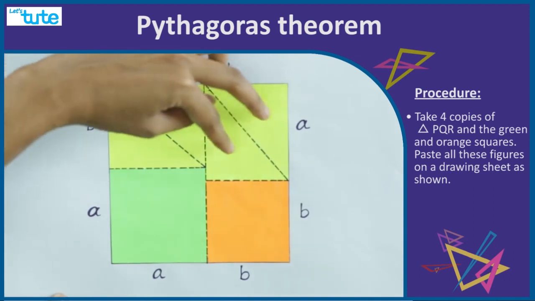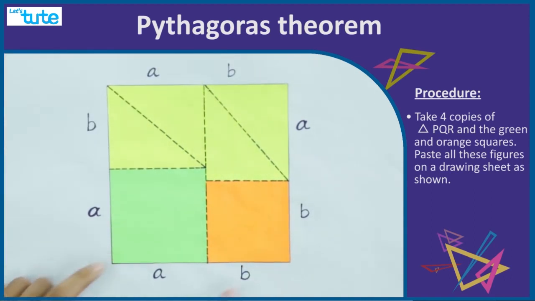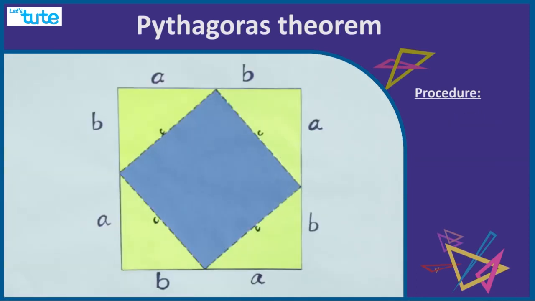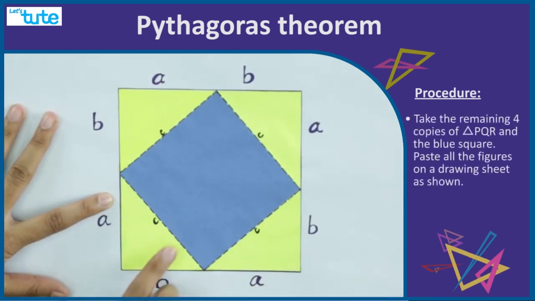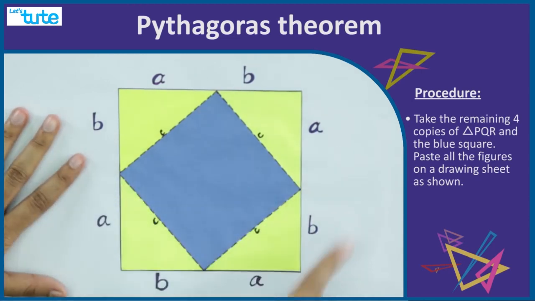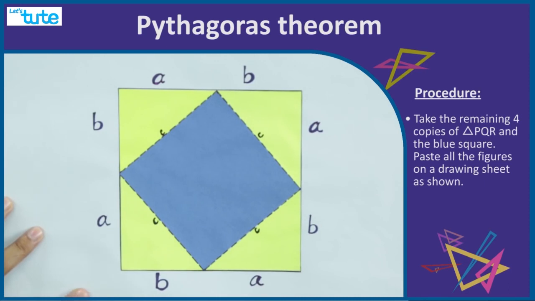These are the 4 right-angled triangles, the green square and the orange square. We'll consider this as figure 1. Next, take the 4 remaining right-angled triangles and the blue square and paste them to get this figure. We'll consider this as figure 2.